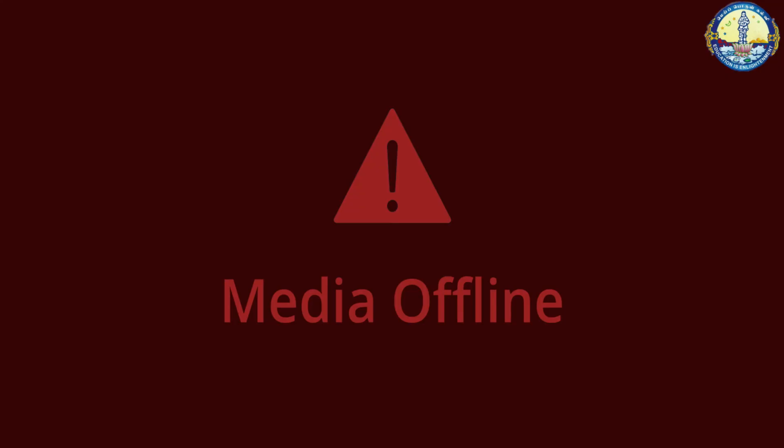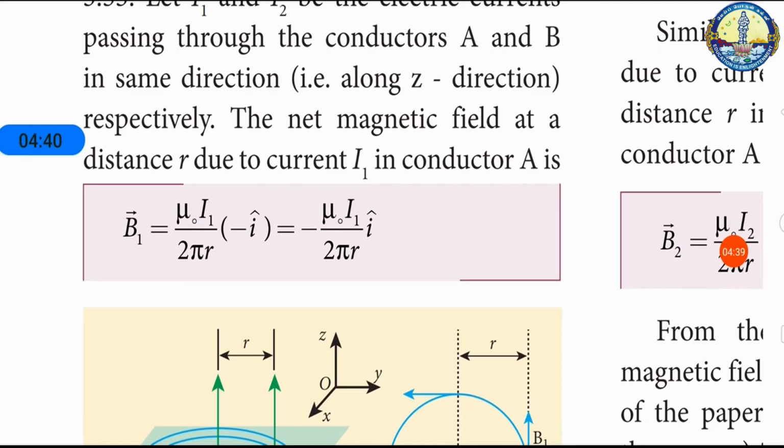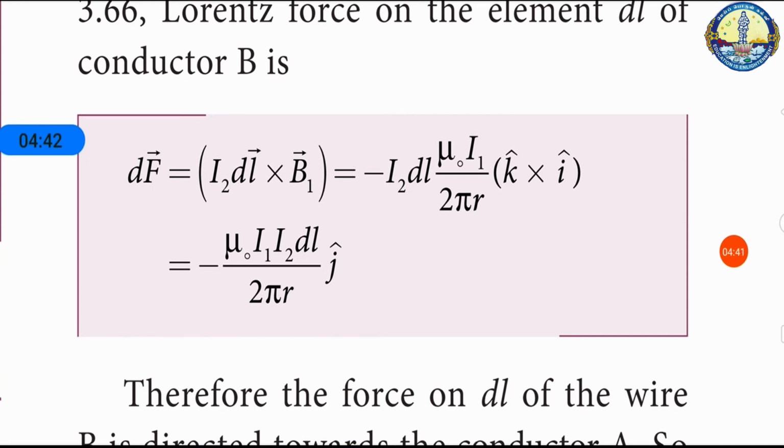So, along the positive i direction, the magnetic force acting on element dl of conductor A is dF vector equals I1 dl cross B2. So, this is equal to mu naught I1 I2 dl divided by 2 pi r j cap. Therefore, the force on dl of conductor A is directed towards conductor B. So, the length dl is attracted towards conductor B. Currents in both conductors in the same direction attract each other. Currents in opposite directions experience a repulsive force.